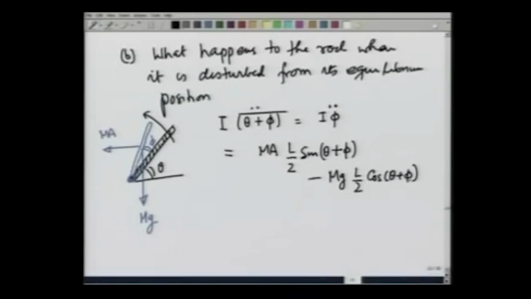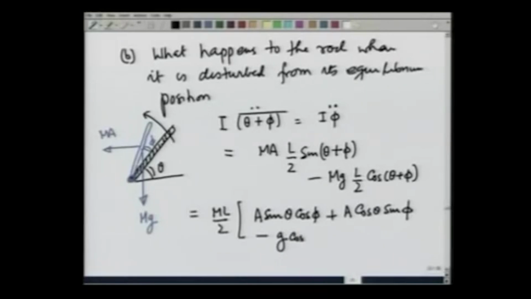Let us expand this. When we expand this, we are going to get mL by 2 can be taken out, a sine theta cosine phi plus a cosine theta sine phi minus g cosine theta cosine phi plus g sine theta sine phi.